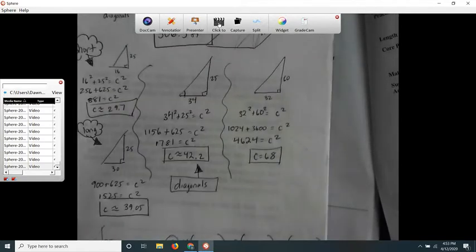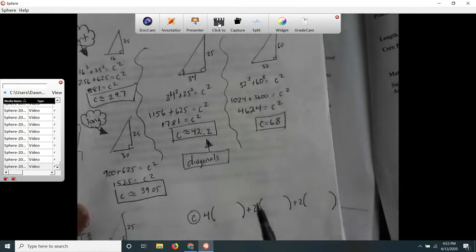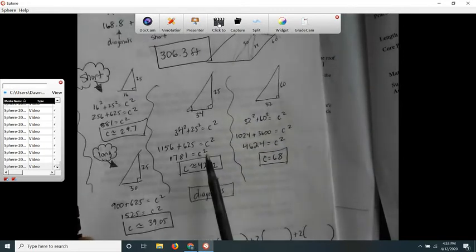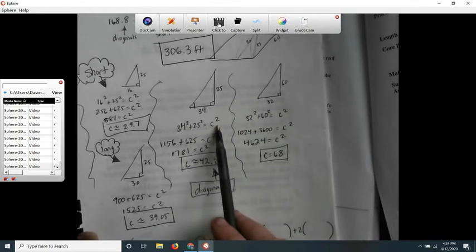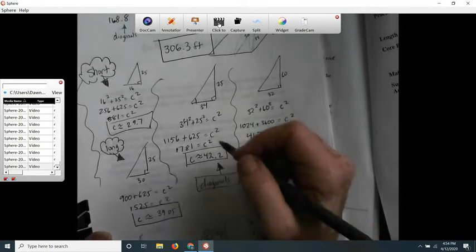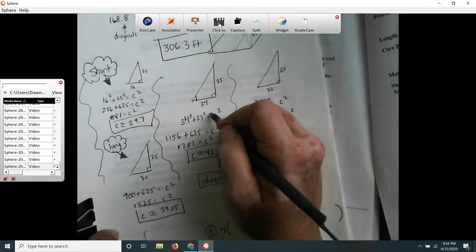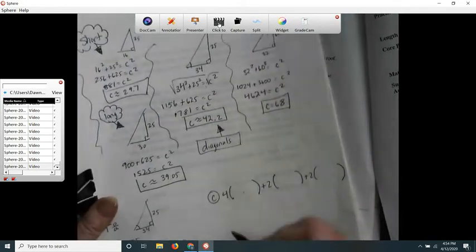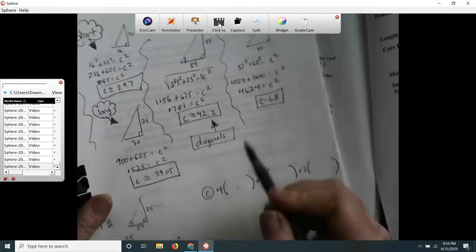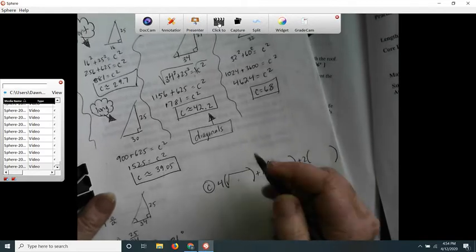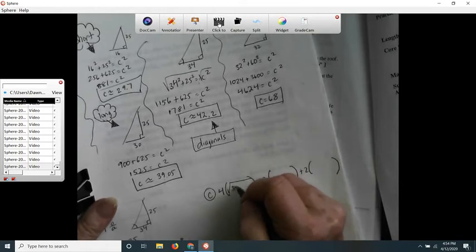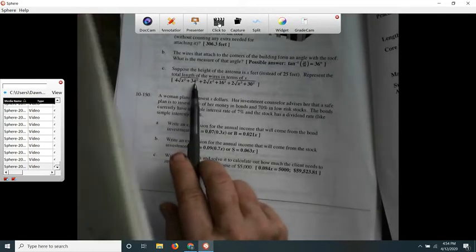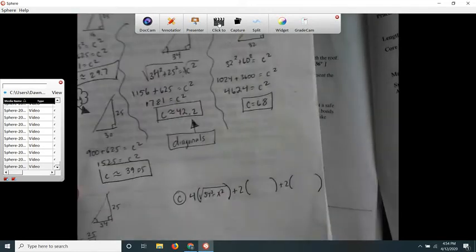But I can't use 25 anymore. So how did I get the diagonals? Well, I went 34 squared plus 25 squared equals c squared. I didn't show all my work, but if I take the square root of both sides, I can say it was the square root of 34 squared plus x squared. Sorry, plus.